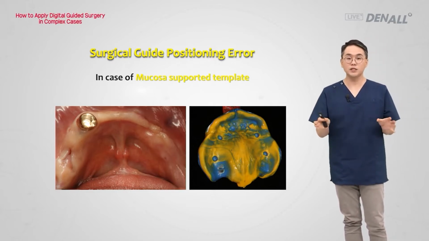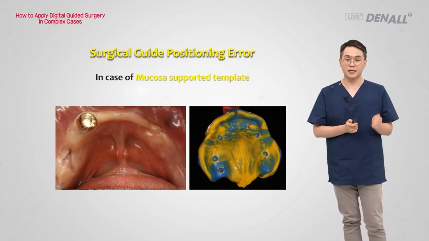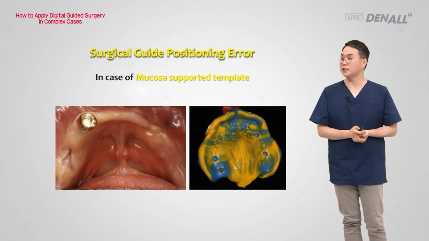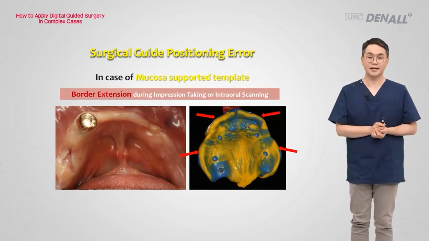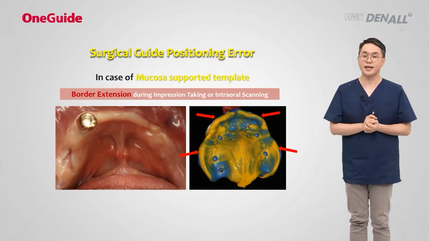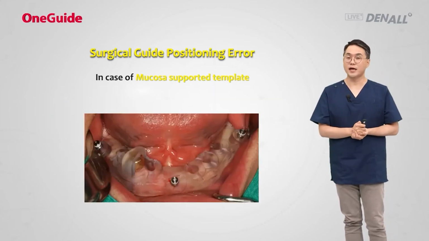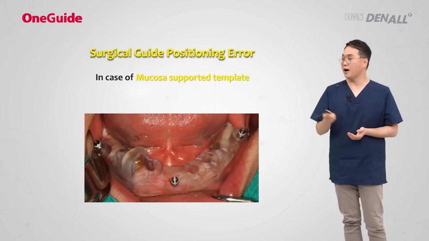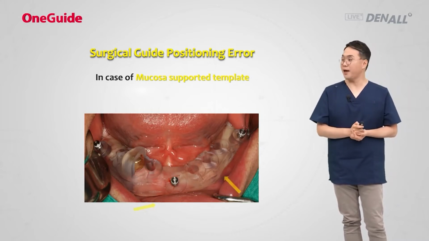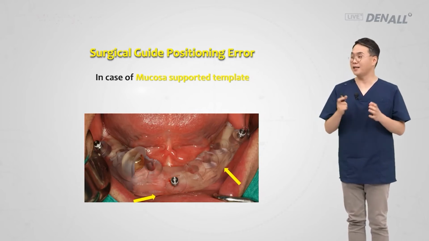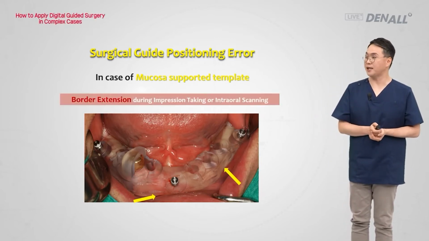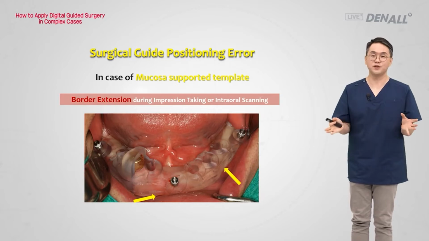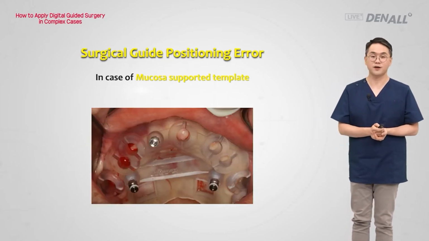Then it should cover a larger area of mucosa for easy positioning. So for impression taking and intraoral scanning, the border should be extended. That way, the guide border can be extended to the vestibule. So border extension should be made during impression taking and intraoral scanning. That way, the alveolar ridge, all of it, can be covered and the guide border can be extended to the vestibule. Then this kind of guide can be made for easy positioning of the guide and stability. Just as we extend the border of a denture to stabilize it in the mandible, border extension should be done like this.